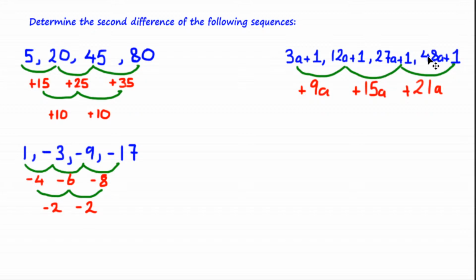You guys should check these. 48 minus 27 is equal to 21, so that gives us 21A. And so the second difference is indeed going to be 6A. That's the difference between 15A and 9A, and it's also the same difference between 21A and 15A. Okay? Good stuff. Nice to see you on, Mohammed.